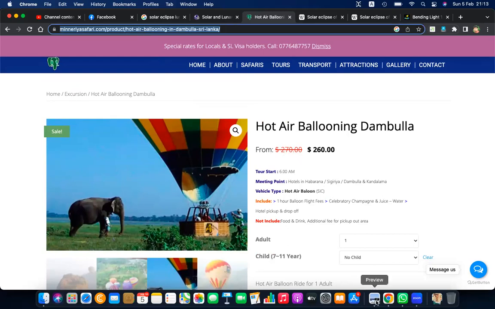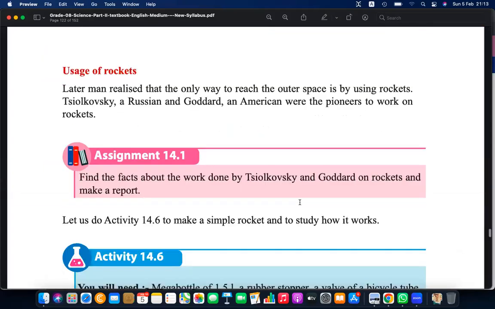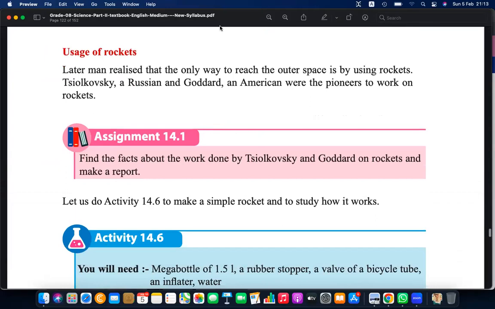Okay, mute. So these are some experimental things, and the rockets and satellites. This way.